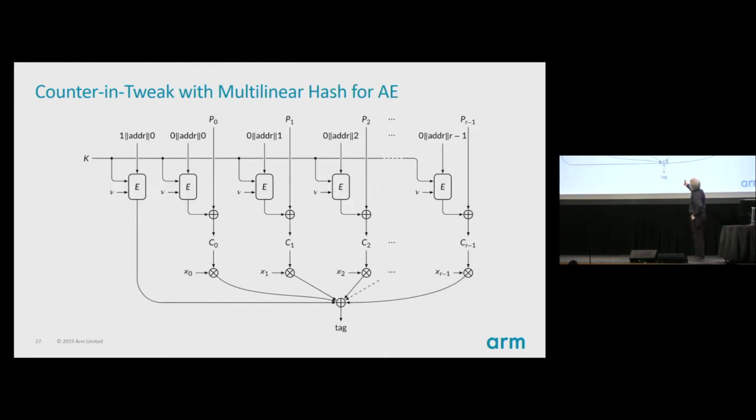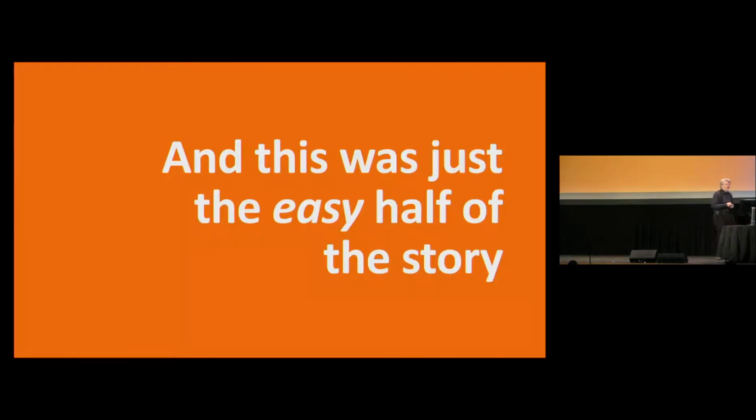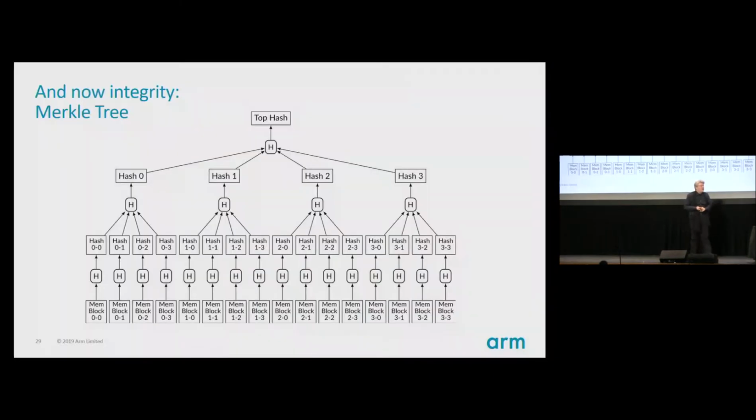You add a multilinear universal hash function, encrypted with the encryption function, as an authenticator, and you get this. And there are many variants also for these, but these were just a few of them. But this was just the easy half of the story, because integrity is actually much worse.